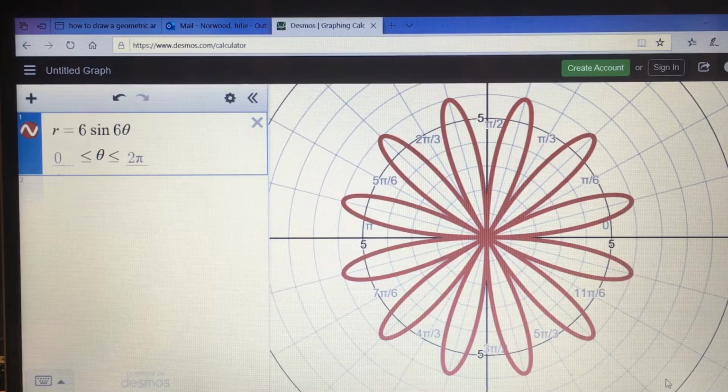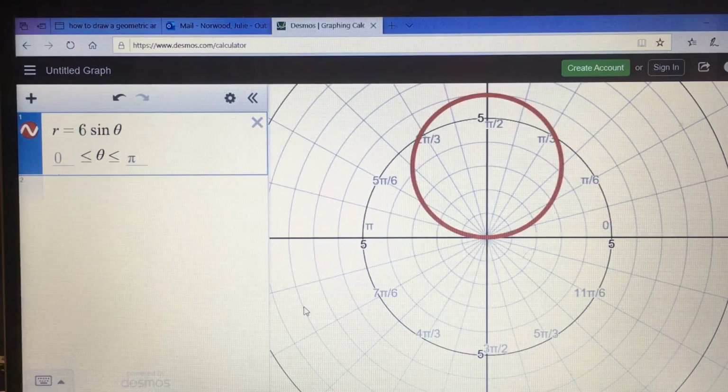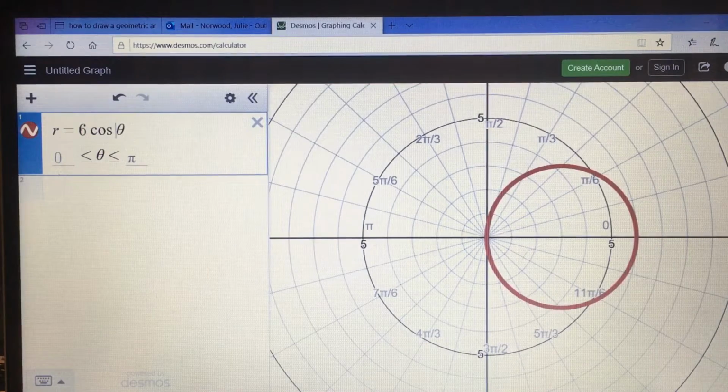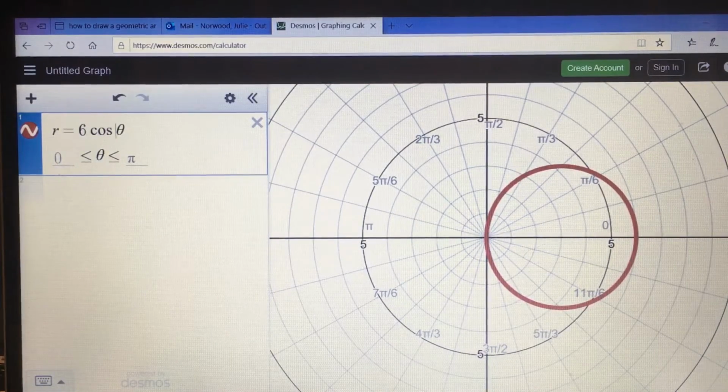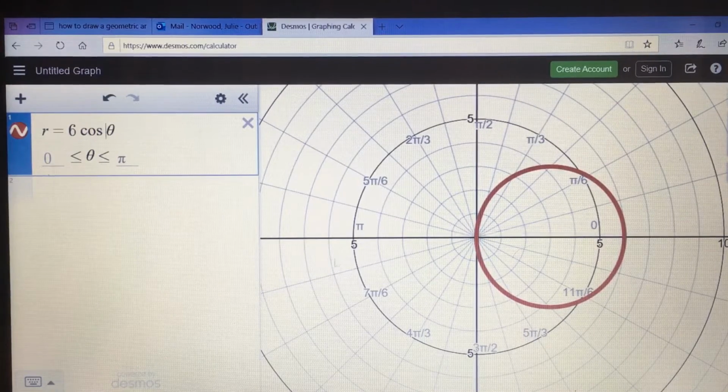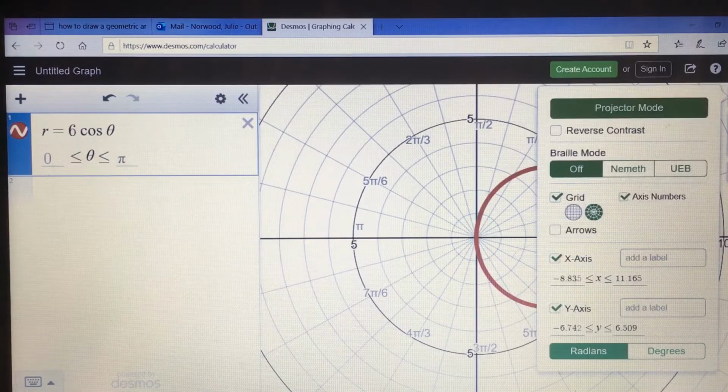Question number 2: I just want you to go back, take that off, and change the word sine to cosine. As you can imagine, when the number in front of theta is 1, you get a circle again, but the circle is going to look different for cosine because cosine has different symmetry. This has x-axis symmetry because the cosine of pi over 6 and 11 pi over 6 are the same.